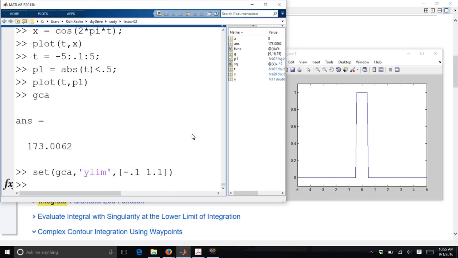So the point is that everything about the MATLAB plot is entirely changeable, and they're all controlled by these axis properties that, again, you can look up with doc axis.